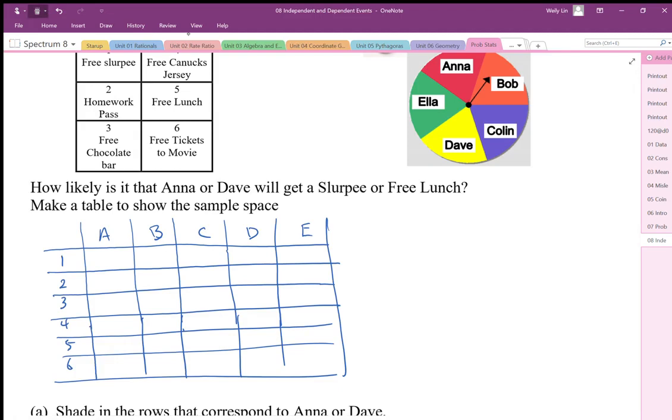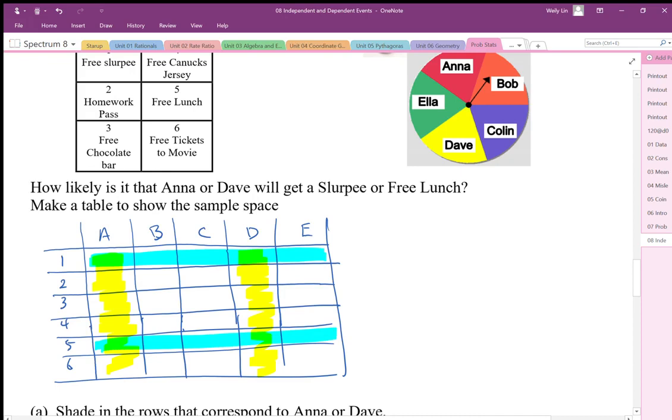So I'm going to just highlight here, this is Anna or Dave. And they're going to get a Slurpee or a free lunch. So I'm just going to highlight the Slurpee or a free lunch here. Slurpee is number 1, and free lunch is going to be number 5. So I'm going to highlight that.